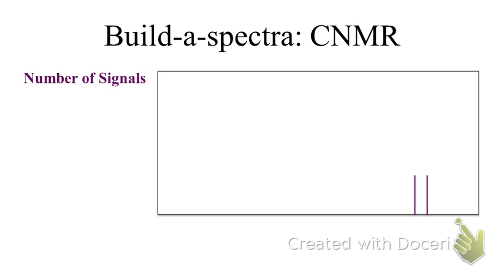So let's start with the carbon NMR because it's easier. We can start with the number of signals. How many signals do we see here? 2. So as simple as it may be, this is exactly how I would solve it. I would write 2 unique carbons. Why specify that information?